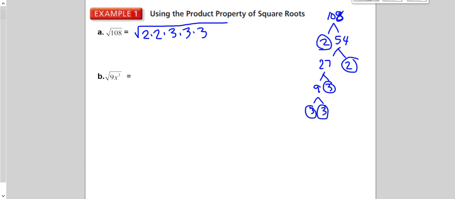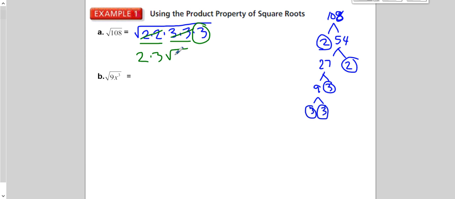For every pair of like factors, 1 pops out. So this pair of 2's becomes 1 2 on the outside. We have a pair of 3's that becomes 1 3 on the outside. Pairs go out, singles stay in.